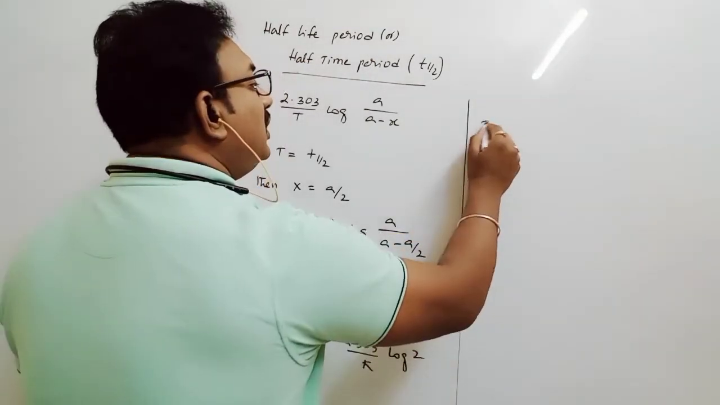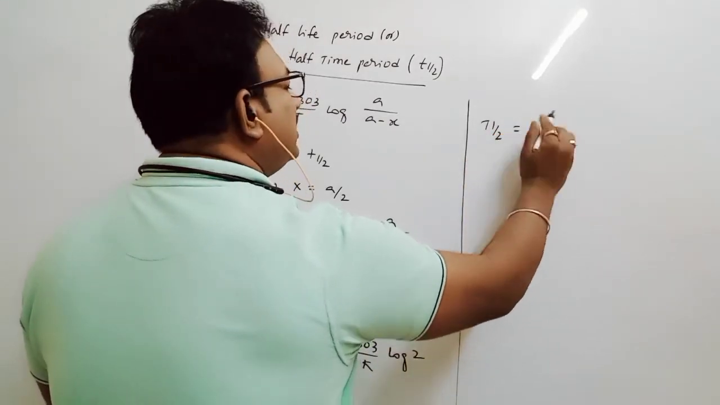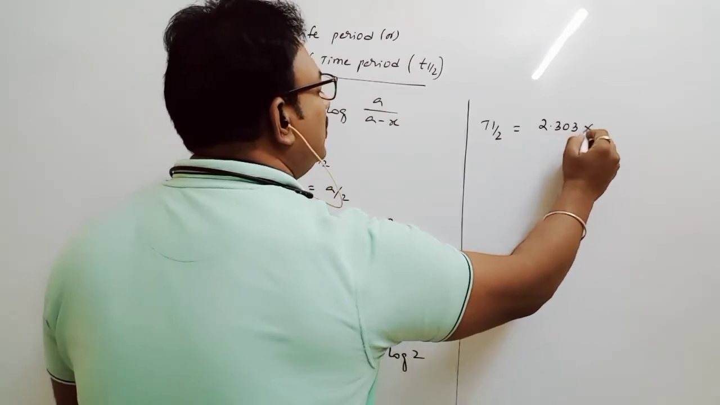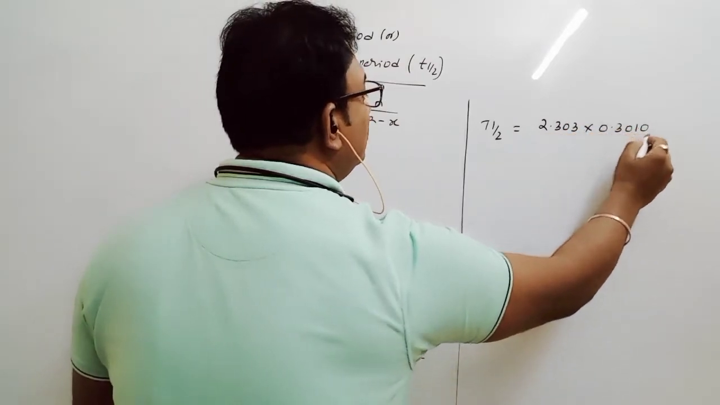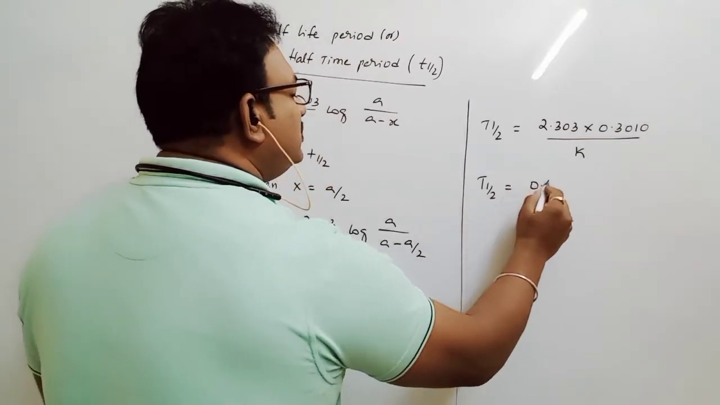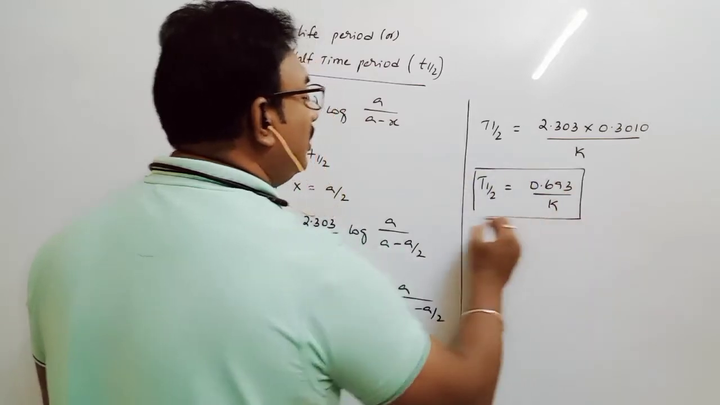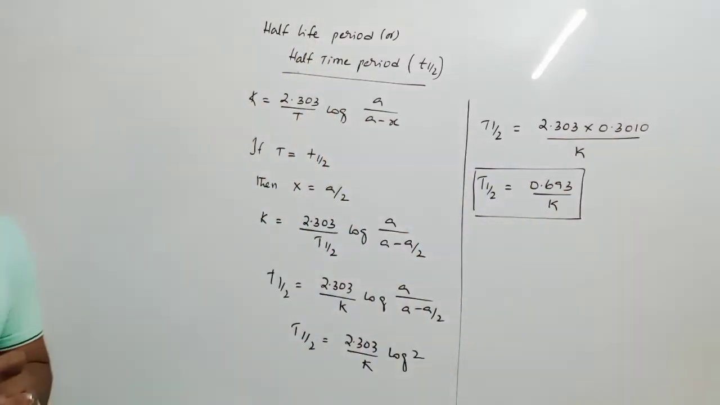So therefore t half is equal to 2.303 into 0.3010 by k. Then t half equals 0.693 by k. Right? So t half is equal to 0.693 by k. So, clear? This is about the half-life period or half-time period.